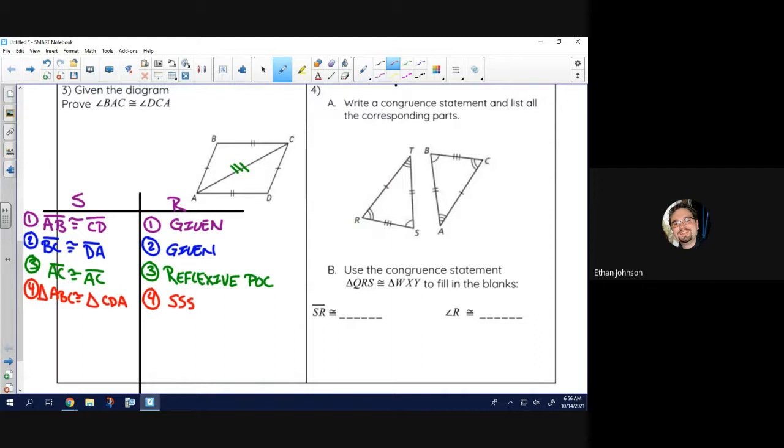Looking at our given statement, our proof statement, it says prove those angles are congruent. So we have to go a step farther. So I know my next reason has to be CPCTC. So I can say angle BAC is congruent to angle DCA.